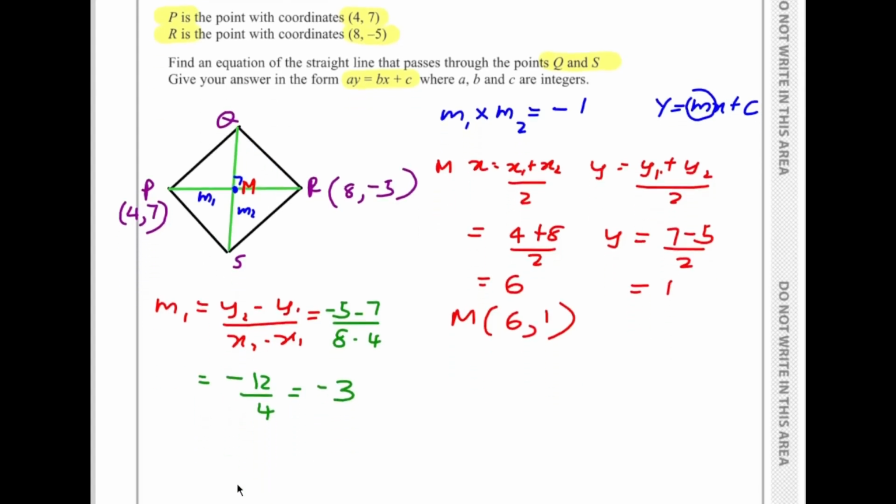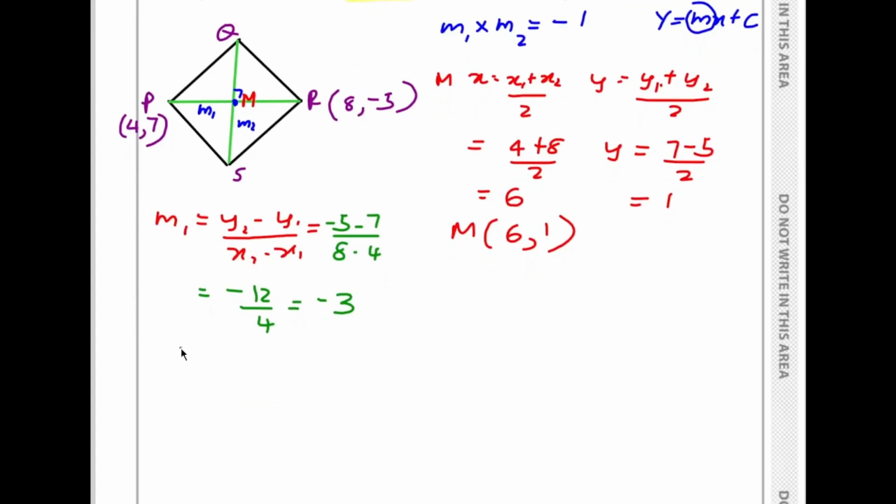Then let's get the gradient by substituting values into M1 into M2 equals -1, because they are perpendicular. That's a property of a square. Their diagonals cross at 90 degrees. When you see straight lines cross at 90 degrees, please apply the M1, M2 condition, which means the product of the gradients equals -1. So M1 I got as -3 into M2 equals -1. Right, we have the gradient and we have a point now.